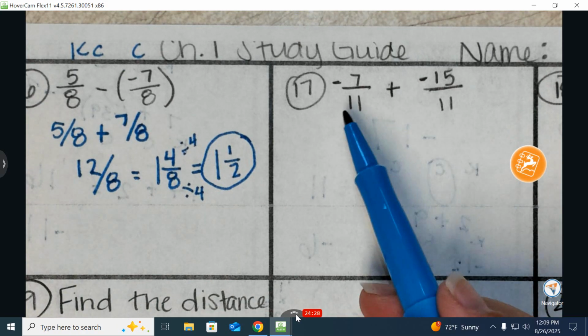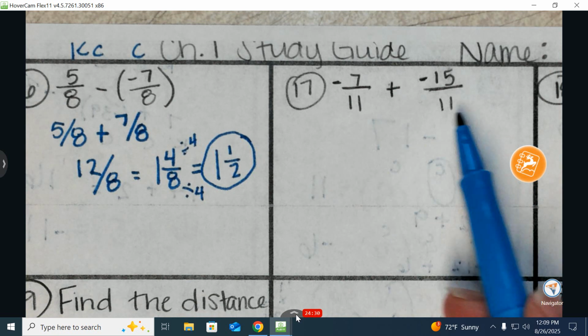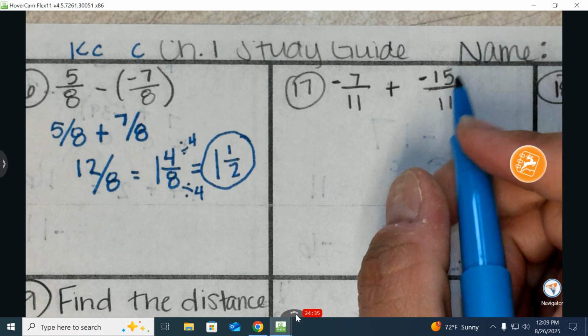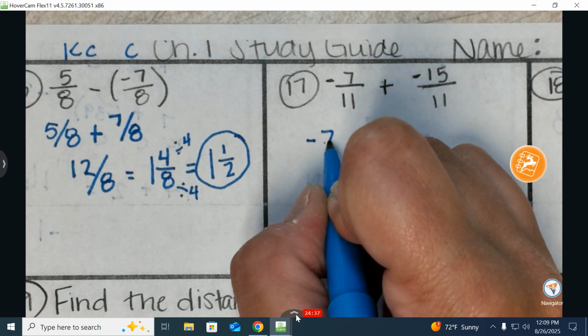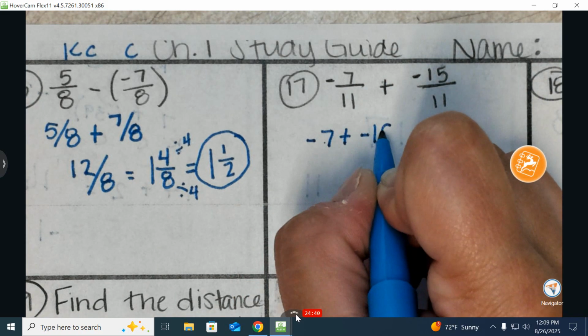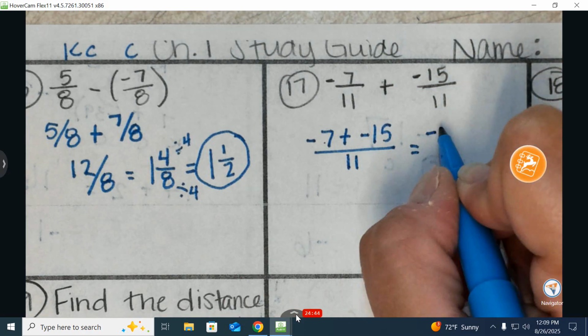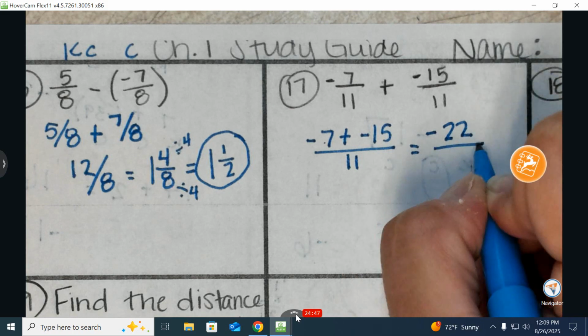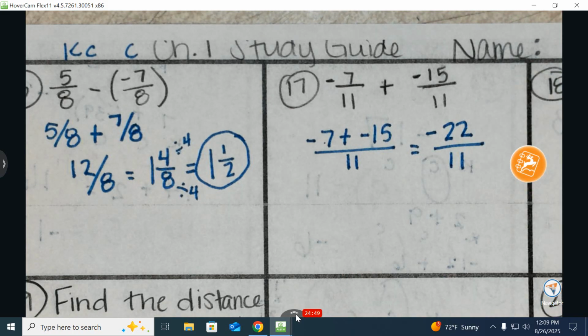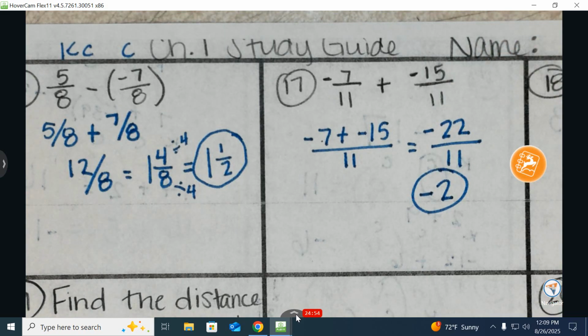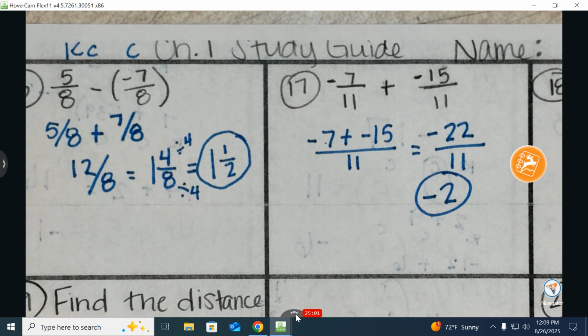Number 17, it already has common denominators of 11, so we're adding with the same sign. You just add and keep. So you have negative 7 plus negative 15, which is negative 22 over 11. How many 11s will go into 22? That is negative 2. Okay.